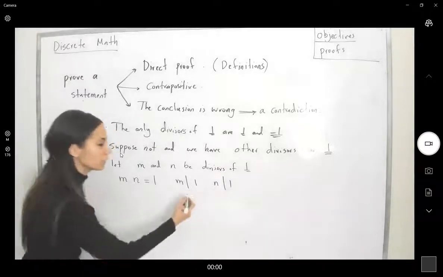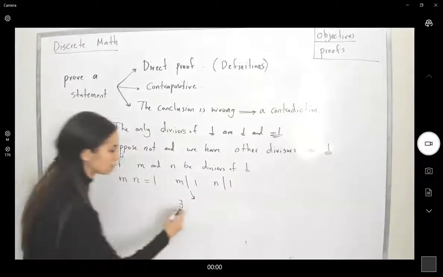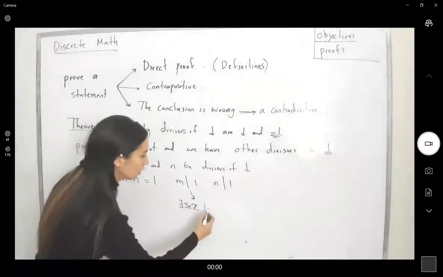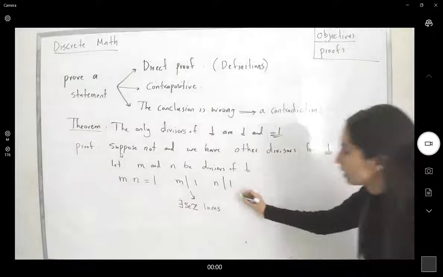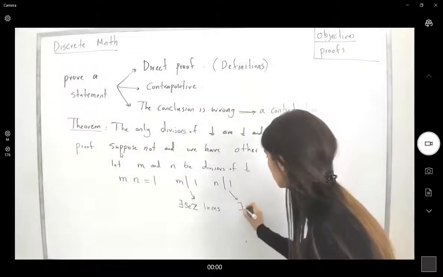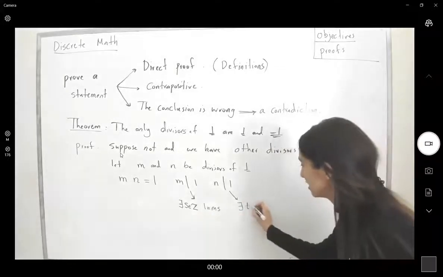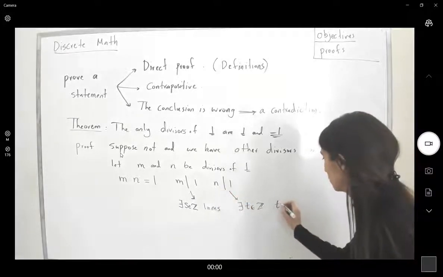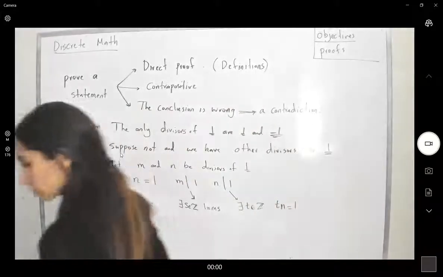M divides 1, it means that by definition, there exists another factor like s, which belongs to Z, such that 1 is equal to ms. N divides 1, it means that there is an integer like t, which belongs to Z, such that t times n is equal to 1. Okay, these are the meanings of being the factors or divisors of 1.